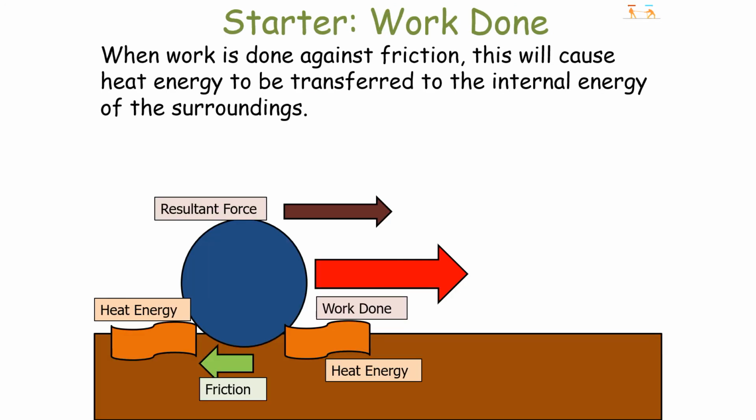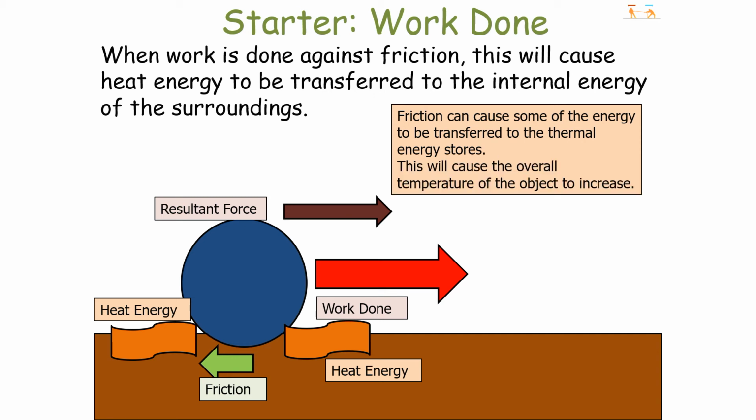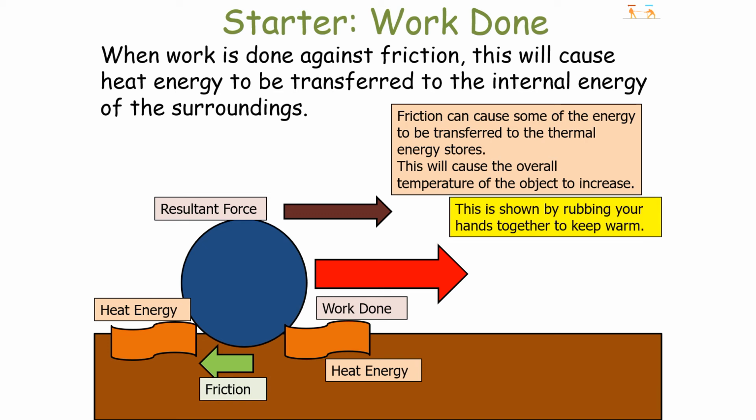The magnetic force is not doing the work in this example because our object is not moving in the direction of the magnetic force. Now, when work is done against friction, this can cause heat energy to be transferred to the internal energy of the surroundings. This is because friction can act as a resultant force which can make the energy change stores in the process. Friction can cause some of the energy to be transferred to the thermal energy stores. This will cause the overall temperature of the object to increase, and this will eventually dissipate energy to the internal energy of the surroundings. This is shown by rubbing your hands together to keep warm. As you move your hands together, there is a frictional force. So when work is done to overcome this frictional force, some of the energy is transferred to the thermal energy store of your hands, which will keep your hands warm.